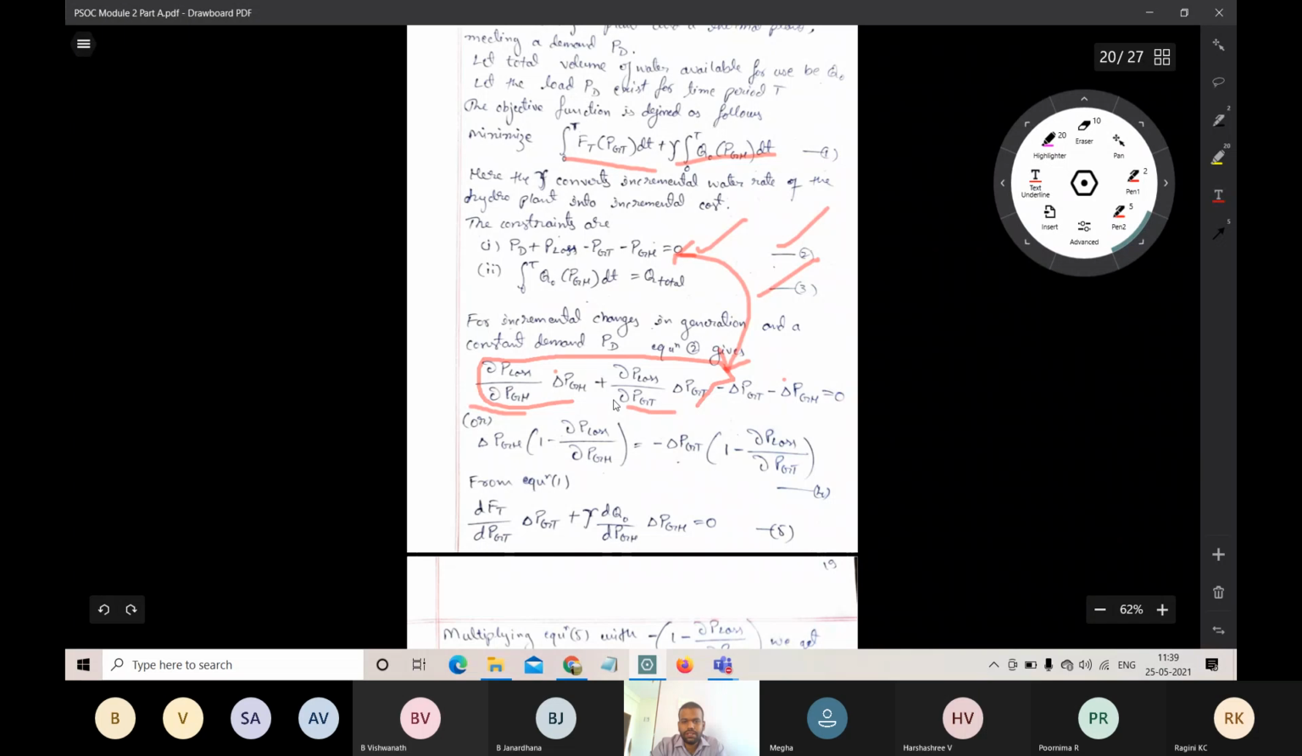Instead of using this, just take delta PGH common in this whole equation. Then we can write it as 1 minus dou P loss by dou PGH. And if you take delta PGT, the thermal power generation, common, that will be equal to 1 minus dou P loss by dou PGT. So these two equations are the same.